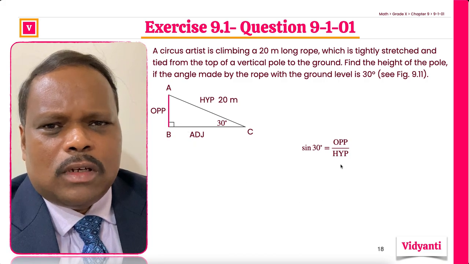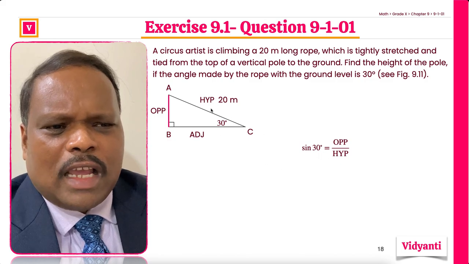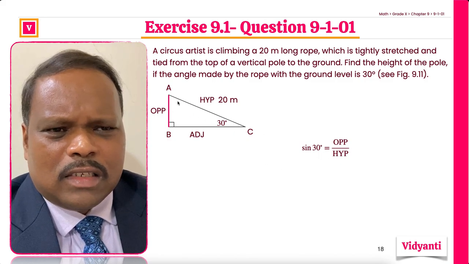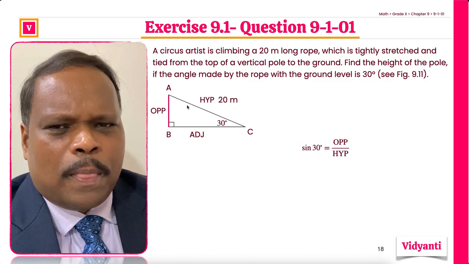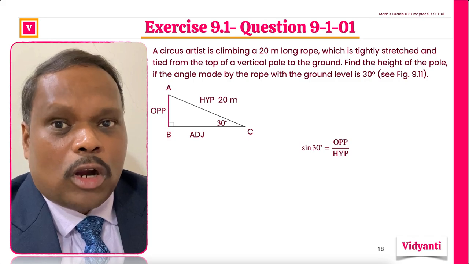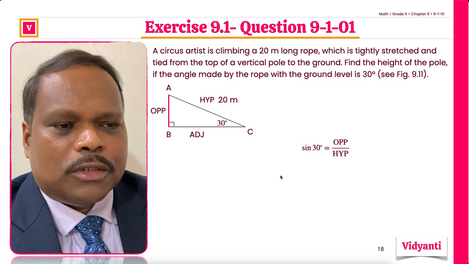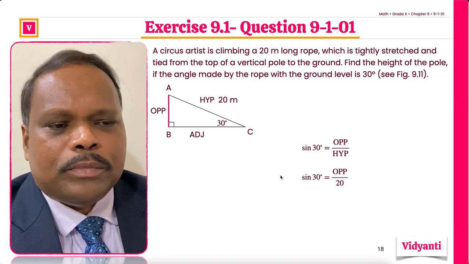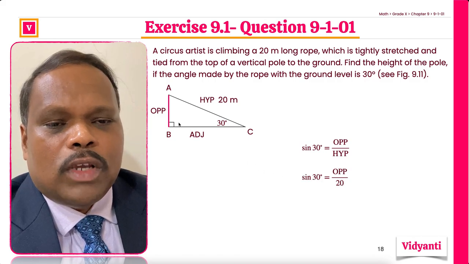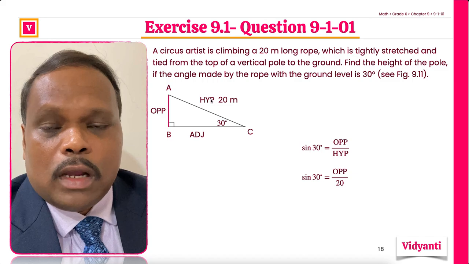This is one of the rare situations. Why is sine used? Because in this case, hypotenuse is given. Most of the times hypotenuse is not given. This is one of the rare situations, so just remember that for a while. In this one, we are trying to connect opposite with hypotenuse.